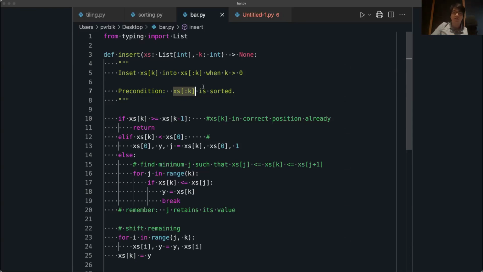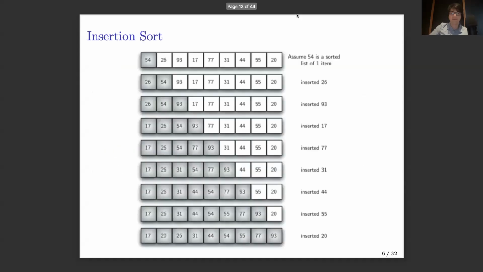Oh, I have a picture. I forgot about the picture. Here we go. So here's an unsorted list. And as that gentleman said up there, its first element is a sorted list. So what I want to do now is take this 26 and insert it into that ordered list. And you get this. And then I want to take this 93 and insert it into this ordered list. And just keep repeating. And eventually the whole list is going to be sorted.